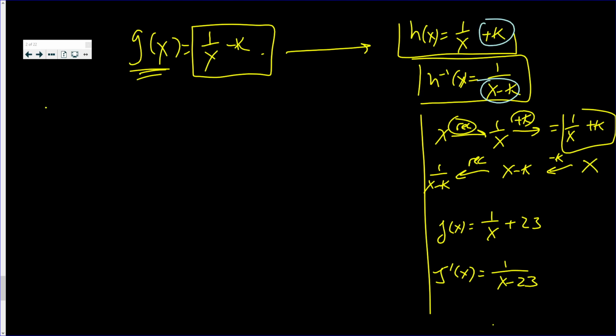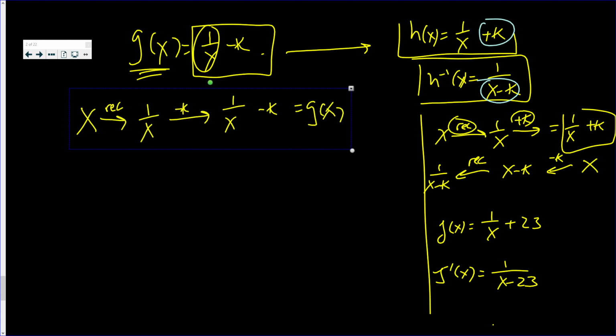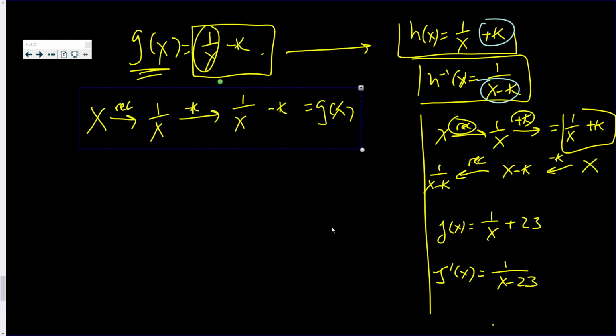So let's see. To build this up, first you take the reciprocal, that gives you 1 over x, and then you take away k. You get 1 over x minus k. This is g of x. What will the inverse be? Let me just move this over a drop. And let's see what the inverse will be.